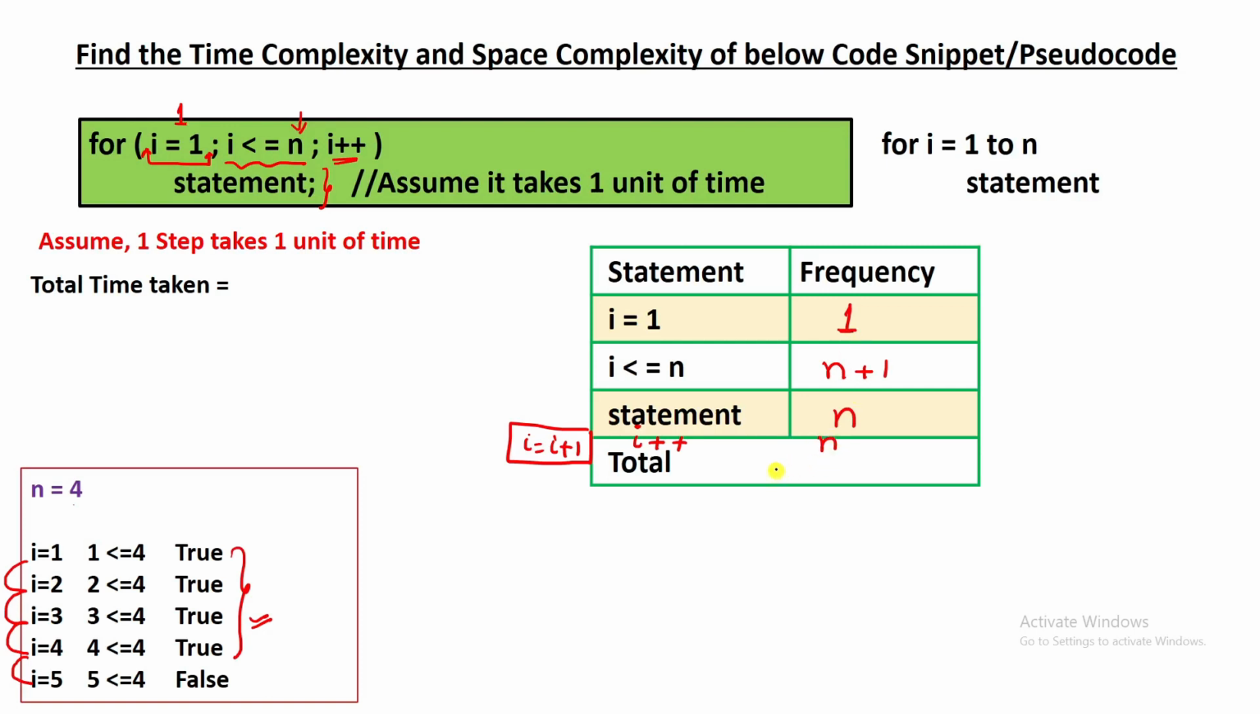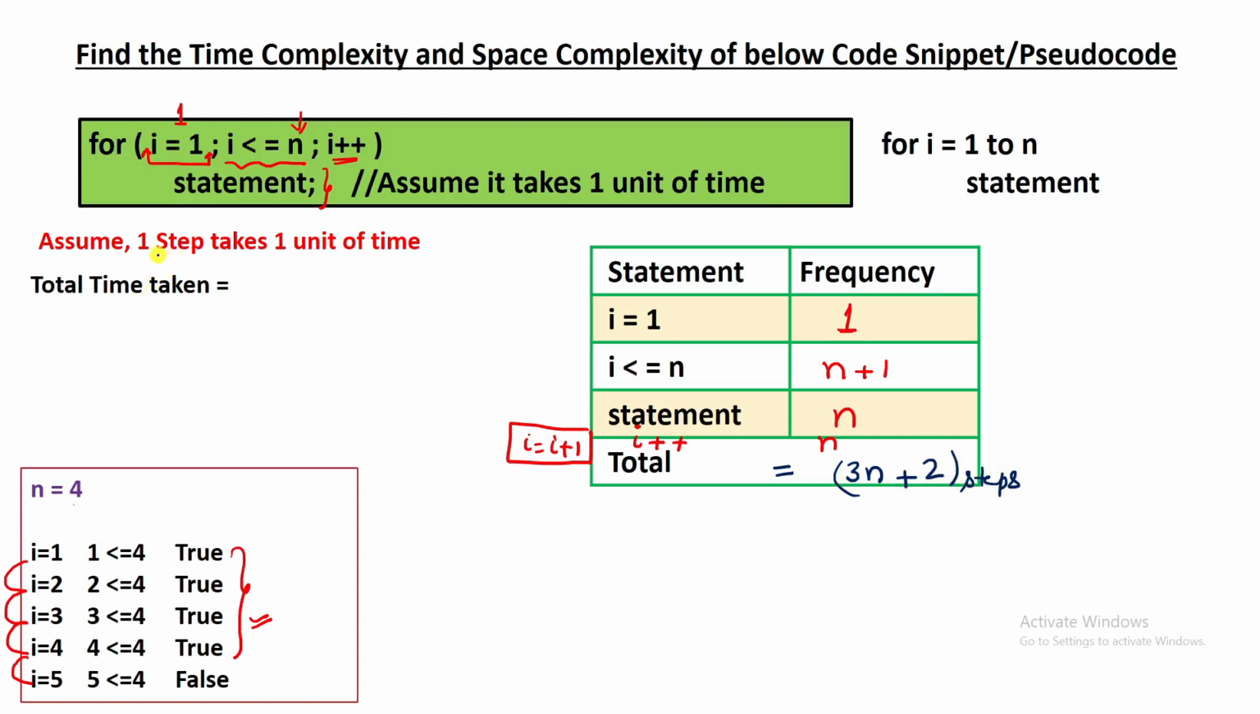So if we count the total frequency, it will be 1 plus n plus 1 plus n plus n, which is 3n plus 2. This is the total frequency of these basic operation statements. For these total basic operation steps, how much time will be taken to execute these statements?